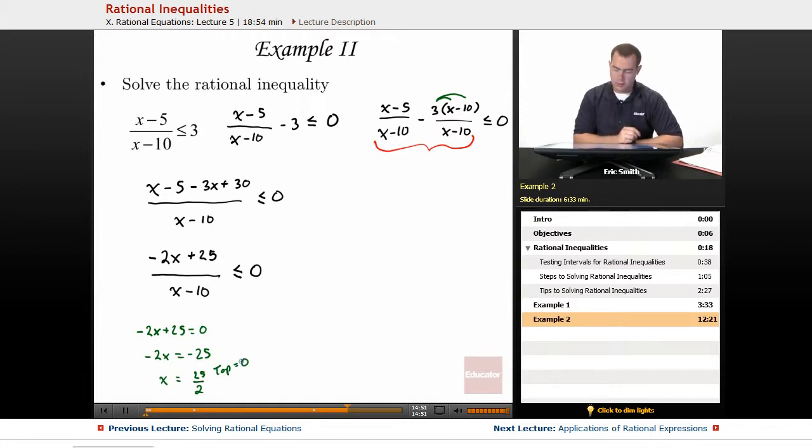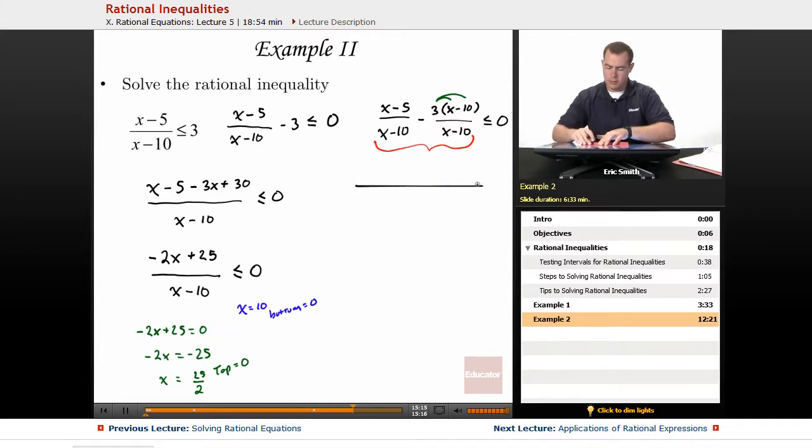Okay, that looks pretty good. Now let's figure out where the bottom equals 0. That's not so bad. That would be at x equals 10. Okay, so it's around those two values that we'll go ahead and check to see what the sign is. Around a 10 and around a 25 halves.